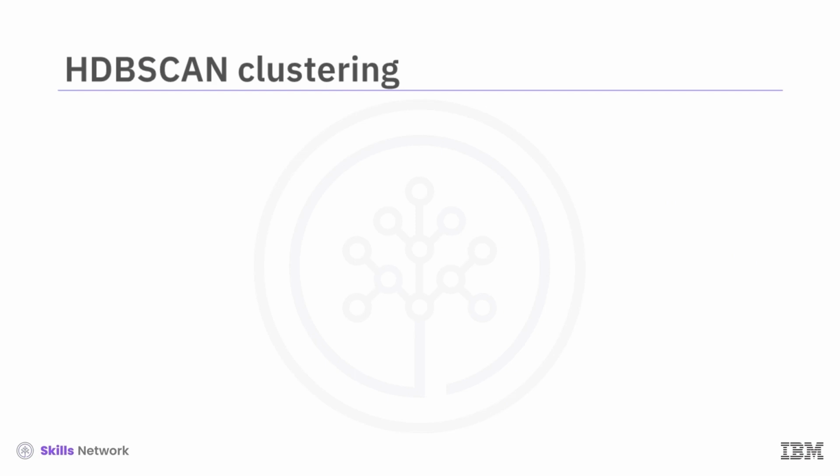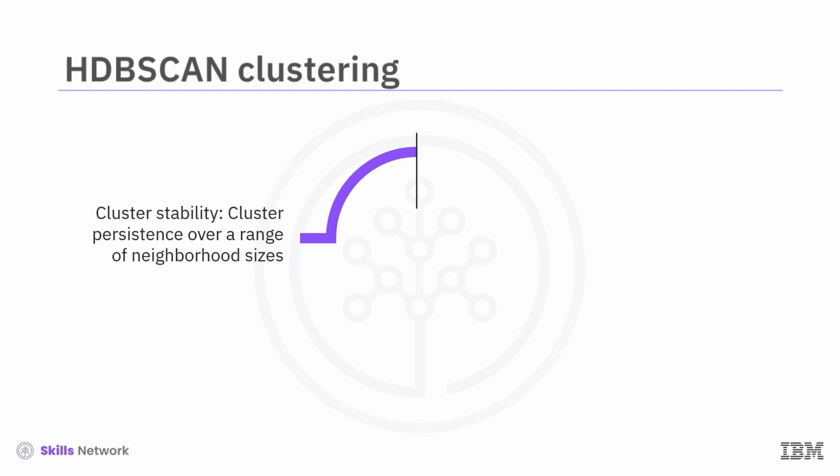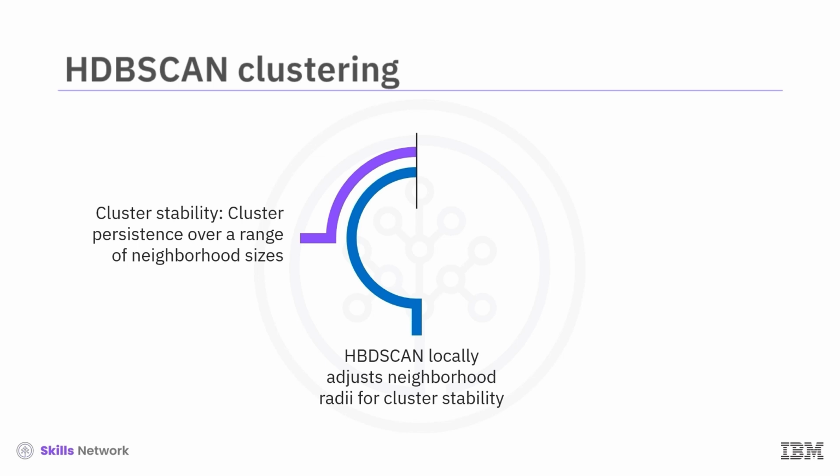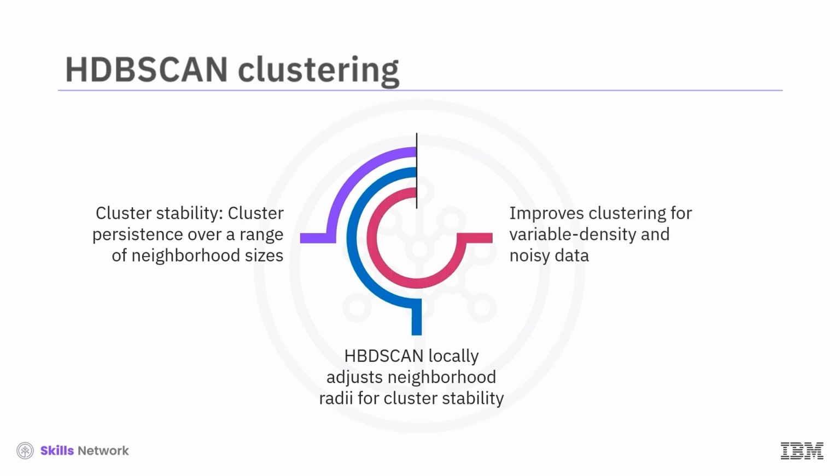HDBScan is a variant of DBScan that doesn't require any parameters to be set, making it even more flexible than the original. HDBScan is also less sensitive to noise and outliers. It uses cluster stability, which refers to a cluster's ability to not change much when the neighborhood size is adjusted within a reasonable range of radii. HDBScan measures cluster stability to find locally optimal neighborhood radii. This results in more robust and meaningful clusters.